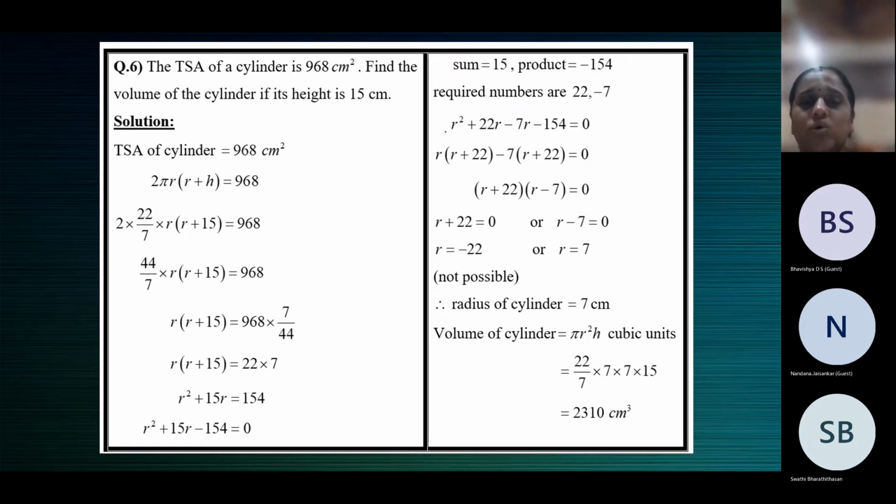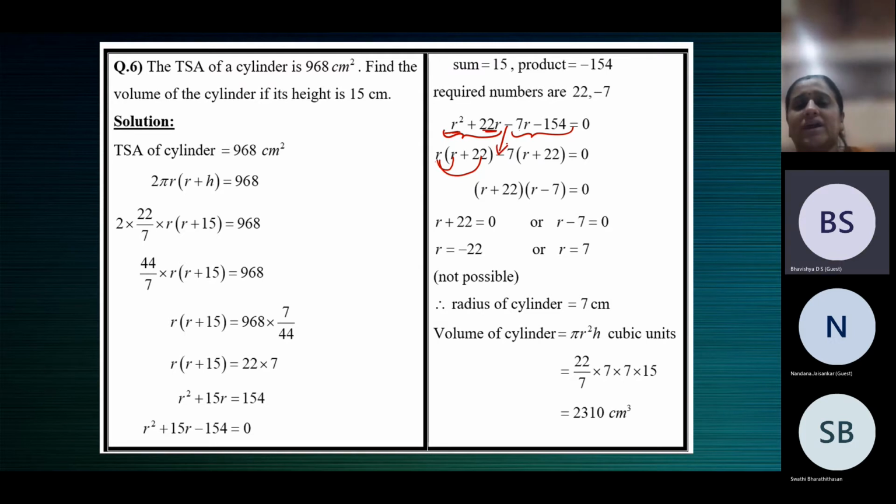Now you should group the first two terms and group the last two terms. When you group the first two terms, what is common? R is common, R square and 22R, correct? Yes, ma'am. Now inside the bracket, what should you write? R into R is R square. R into plus 22 is plus 22R, correct? Yes, ma'am. Next, what's common between 7 and 154? 7 itself is common. Now, whatever sign is here, put it as it is. This minus sign, put it as it is.